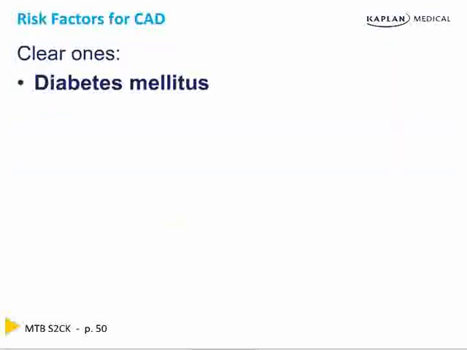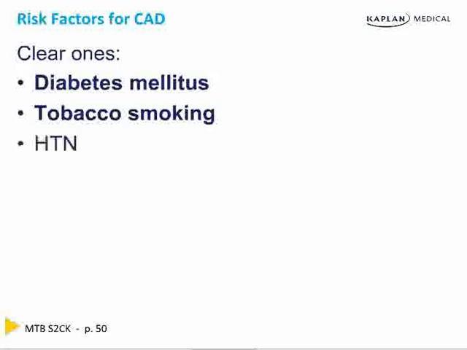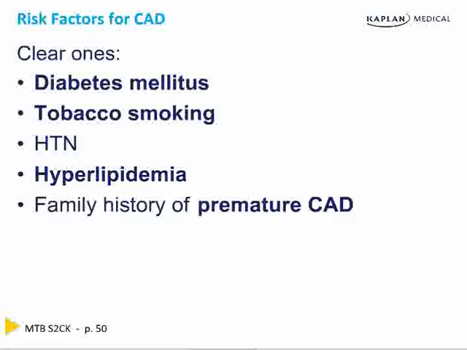The clearest risk factors for coronary artery disease are unquestionably diabetes, which is the worst risk factor, tobacco smoking, which is common, but not as common as hypertension. Hyperlipidemia, but hyperlipidemia as a single risk factor is not so bad if you haven't had coronary disease. The hardest one to understand is premature coronary disease in your relatives.